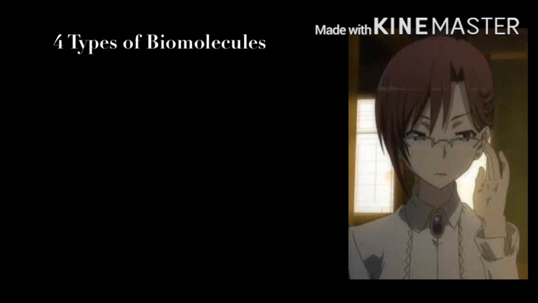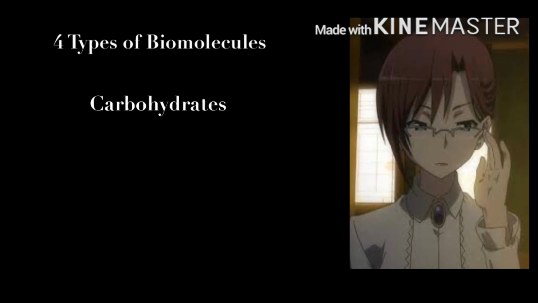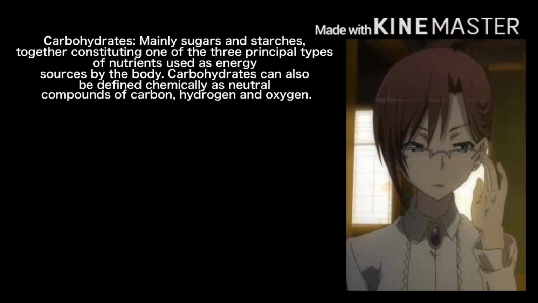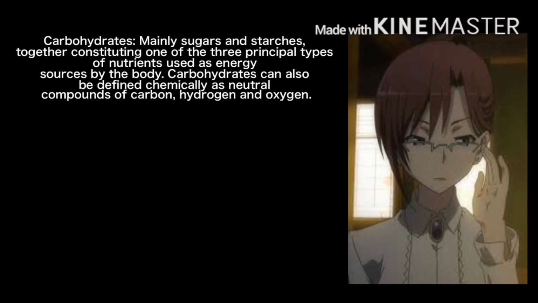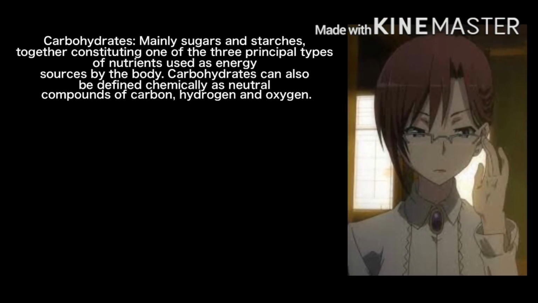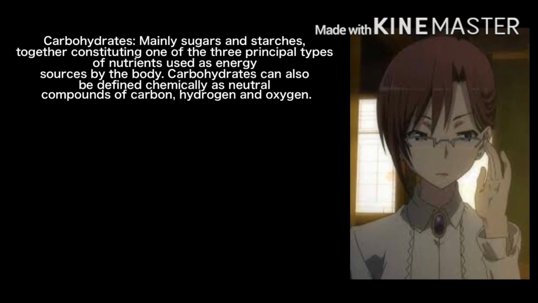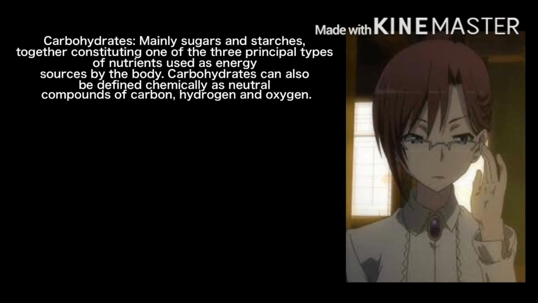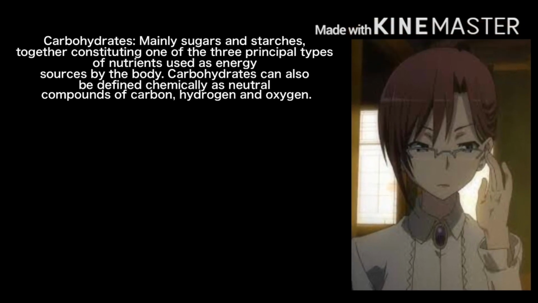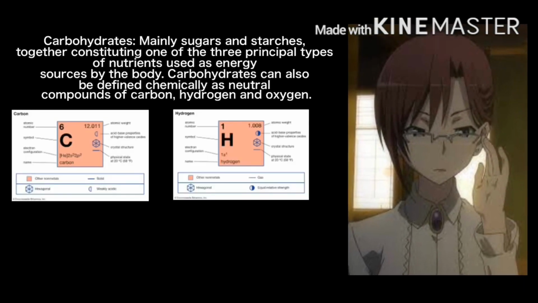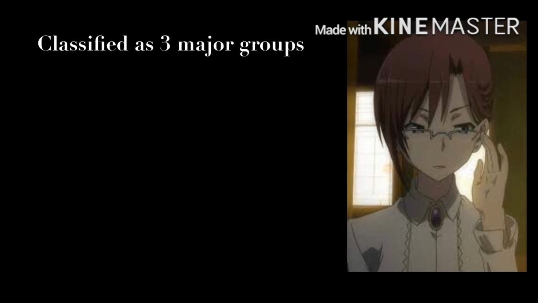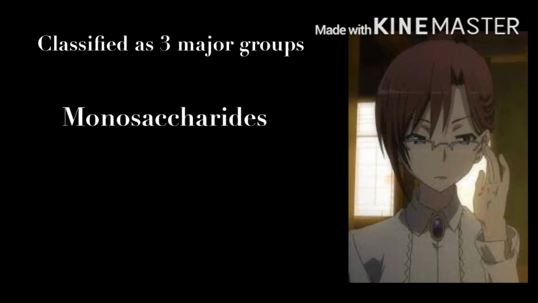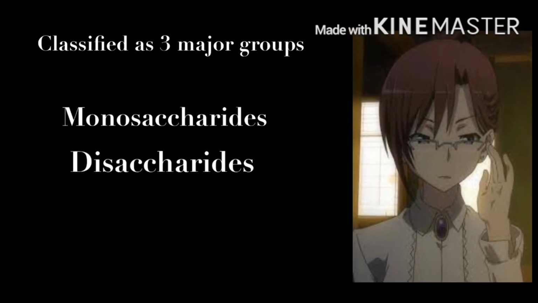There are 4 types of biomolecules: carbohydrates, protein, lipid, and nucleic acid. First is carbohydrates. Carbohydrates are mainly sugars and starches, together constituting one of the 3 principal types of nutrients used as energy sources by the body. Carbohydrates can also be defined chemically as neutral compounds of carbon, hydrogen, and oxygen. There are 3 major groups of carbohydrates: monosaccharide, disaccharide, and polysaccharide.